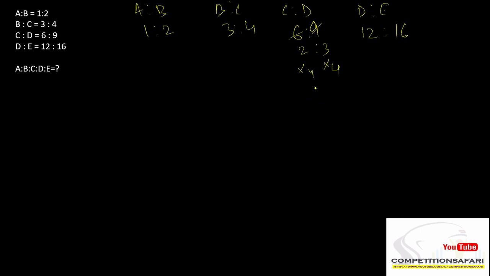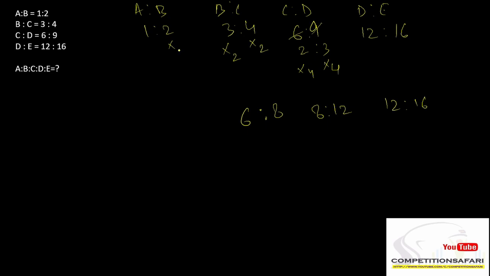So we have C is to D as 12 is to 8 and D is to E as 12 is to 16. Now when C becomes 8, D becomes 12. When C becomes 8, B becomes 6. So the ratio of B is to C becomes 6 is to 8. When B was 6, C was 8.